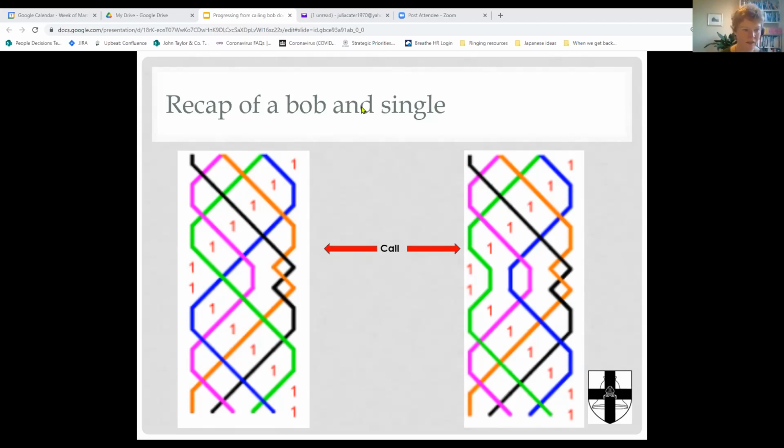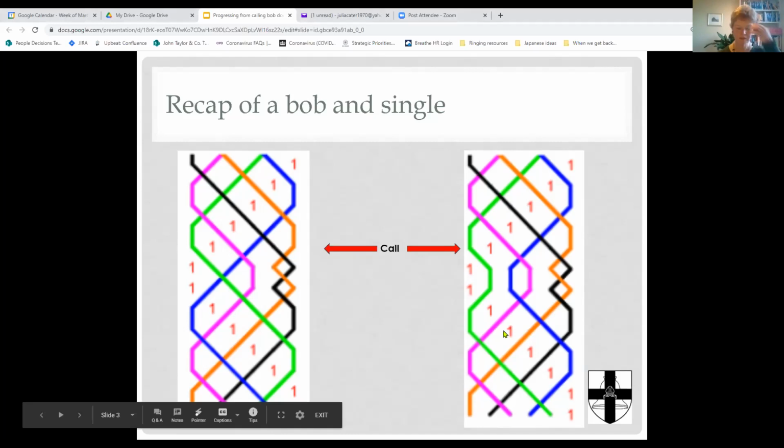I am really having difficulty with my screen here, Ed. I'm so sorry about this. Where has it gone? Right, I'm going to do it this way.